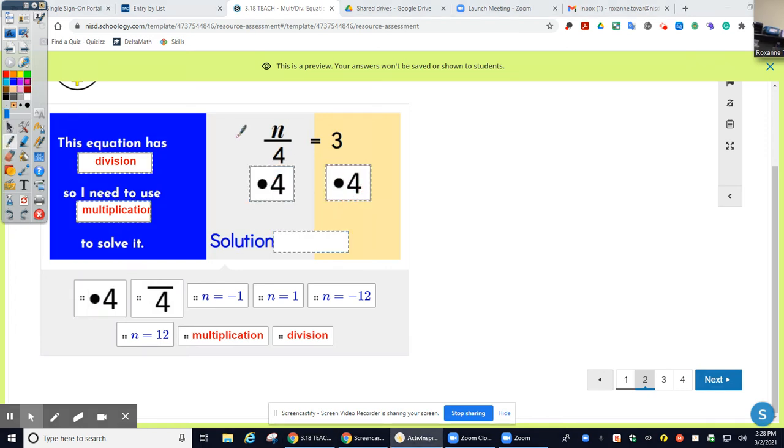So if we're dividing n by 4, we now need to multiply n by 4. Okay, and here whenever we multiply by 4, it actually cancels out, leaving us just with n. And 3 times 4 is 12. So here we know that n is 12.